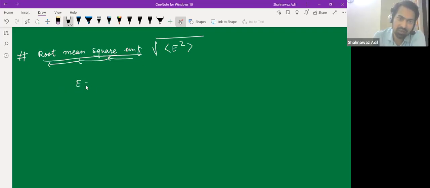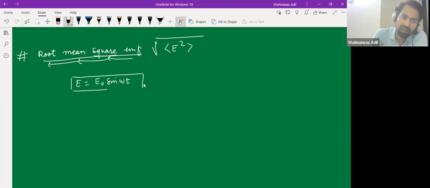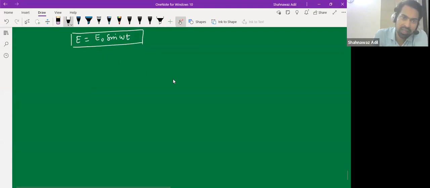What is the EMF that we have? We have this E, which is E naught sine omega t, right? Now we have to square it, and we have to find the mean of this square. So how do I find the mean? What would be the mean of this E square? Whatever the function, how do we find the mean?